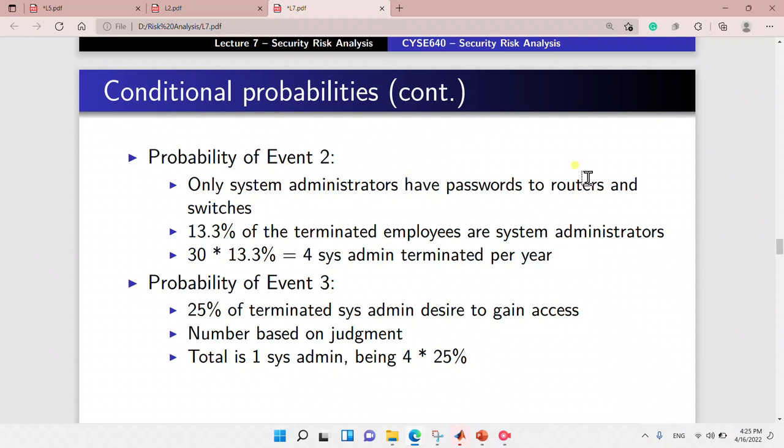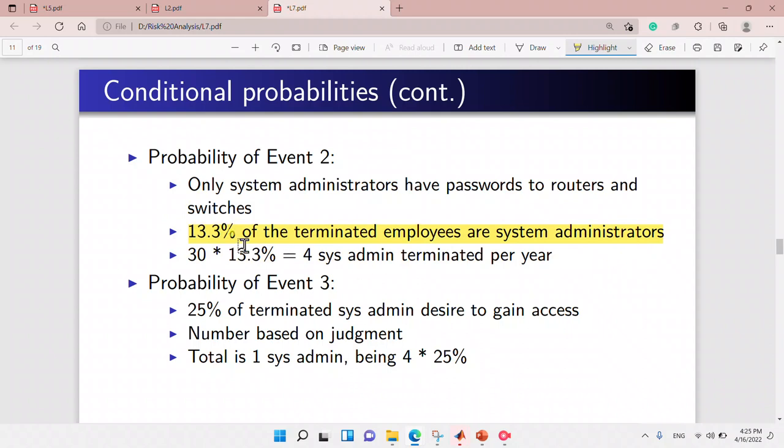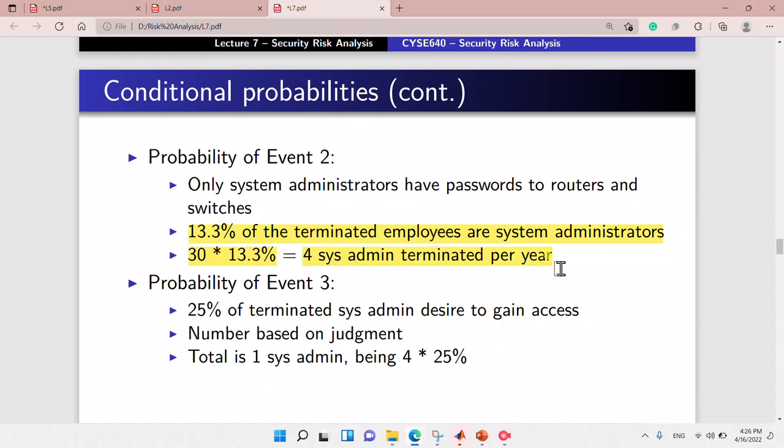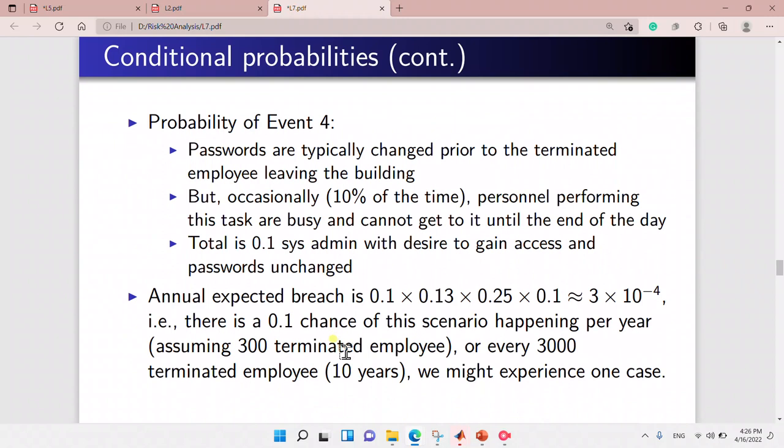Now event 2: only system administrators have passwords to routers and switches. Only 13% of the terminated employees are system administrators. So the second event is 30 times 13.3%. We only have 4 system administrators terminated per year. And for event 3, the desire to make revenge or to gain access is present 25% of the time. So we multiply 4 by 25% and we are left with only one system admin who is trying to gain access.